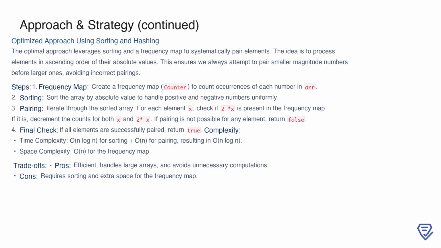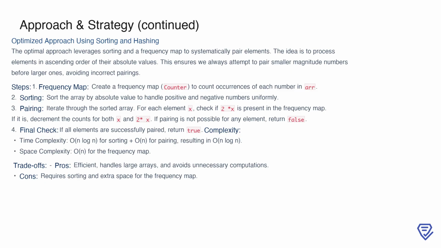The process starts by creating a frequency map, or counter, to track how many times each number appears in the array. Then, as we iterate through the sorted array, we attempt to pair each number x with its double, 2*x, by checking their counts in the frequency map. If a valid pair is found, we decrement the counts for both x and 2*x. If pairing is not possible at any step, we return false. Finally, if all numbers are successfully paired, we return true.